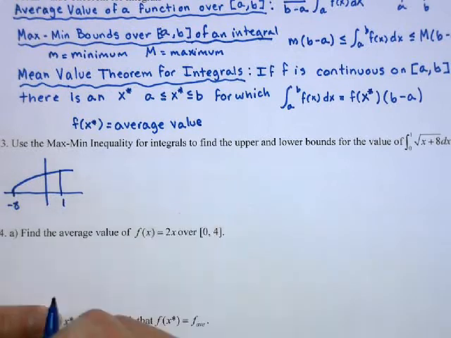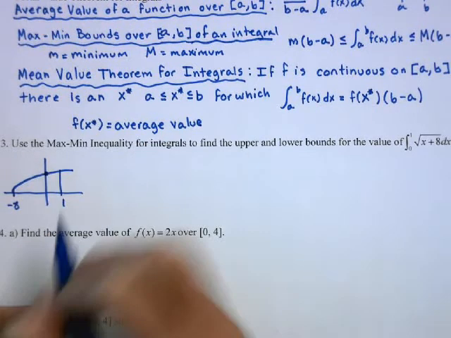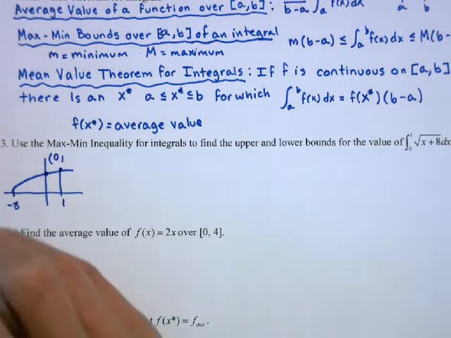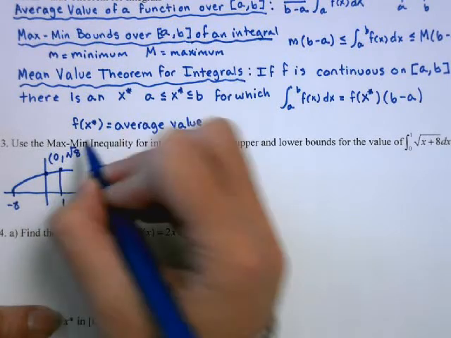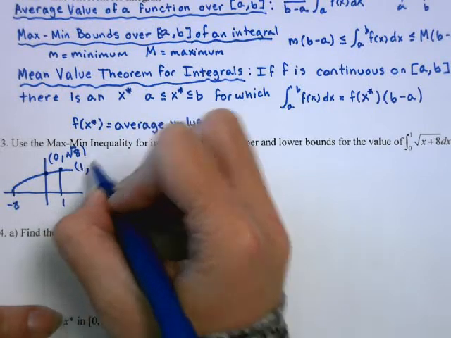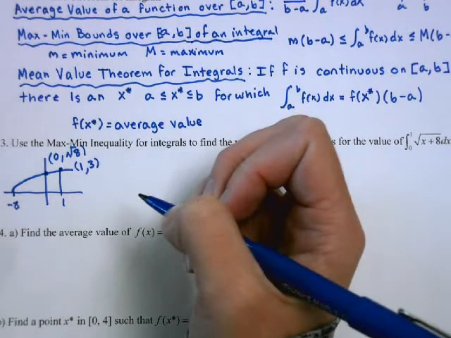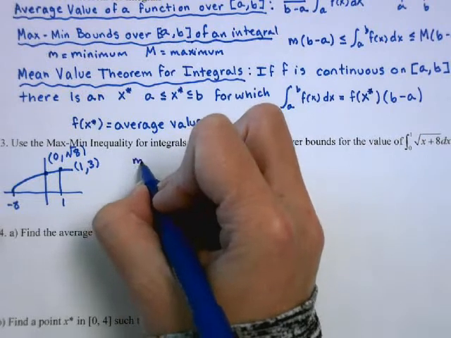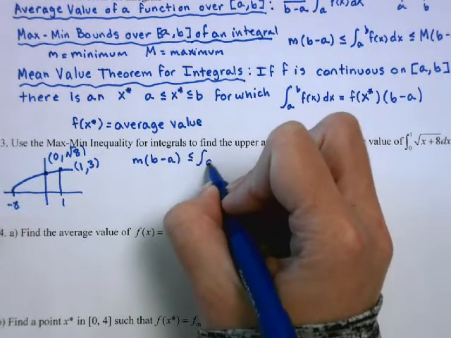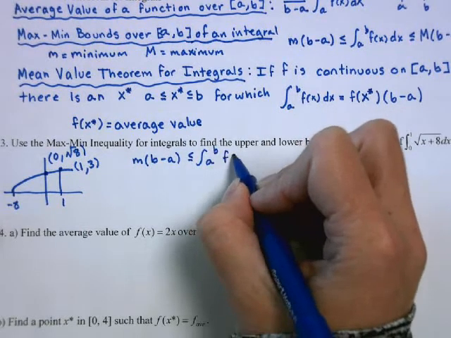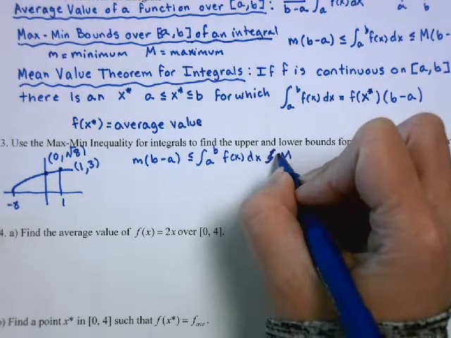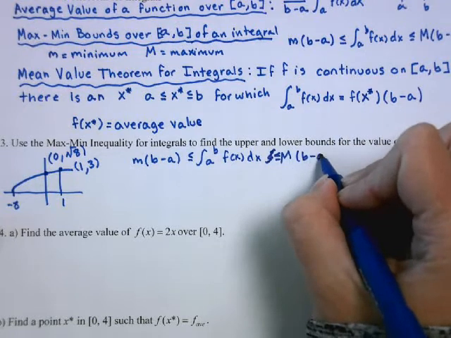So from 0 to 1, this point is going to be my lower, this is going to be my upper. The y value at 0 would be the square root of 8. At 1, we're going to have the square root of 9, so it's going to be 1 and 3. So we're going to have m times (b minus a) is less than or equal to the integral from a to b of f of x dx is less than capital M times (b minus a).